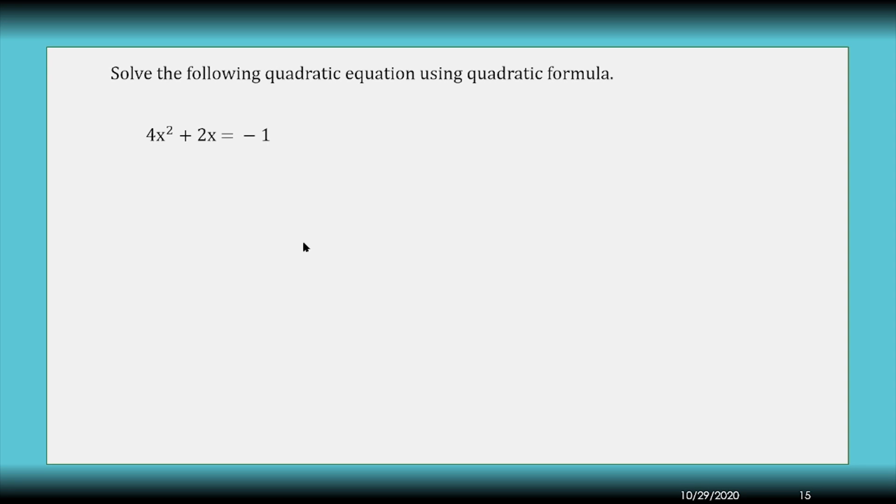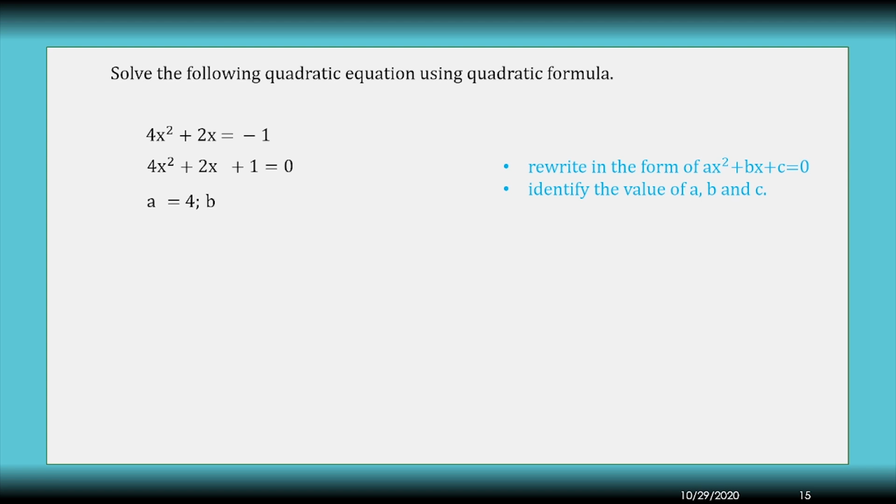Next. Okay, so ito natin last example natin. So, 4x squared plus 2x is equal to negative 1. So, hindi pa siya nasa standard form. So, kaya gagawin natin yung first step. Okay? So, hanapin natin additive inverse ng negative 1. So, positive 1. So, add both sides by positive 1. Or, transpose na lang natin. So, it will become 4x squared plus 2x plus 1 equals to 0. Then, identify the value of a, b, and c. So, a is 4. B is 2. Then, C is 1.